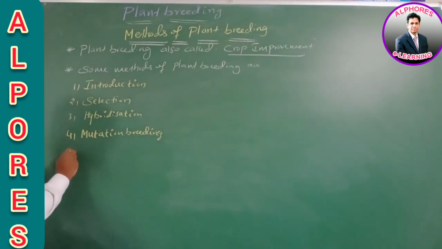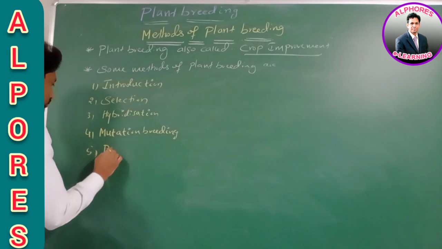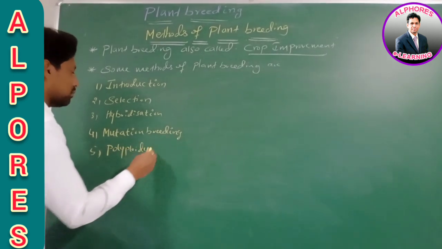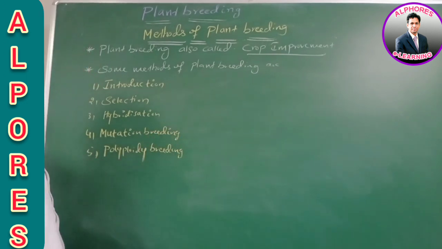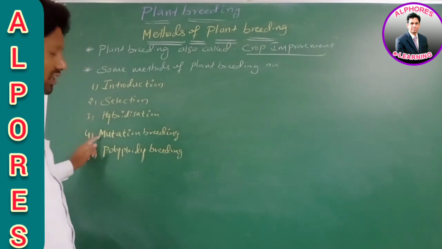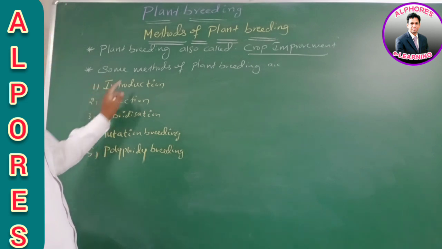Mutation breeding. Next, number 5, polyploidy breeding. Introduction, selection, hybridization, mutation breeding, polyploidy breeding. These are some methods of plant breeding.